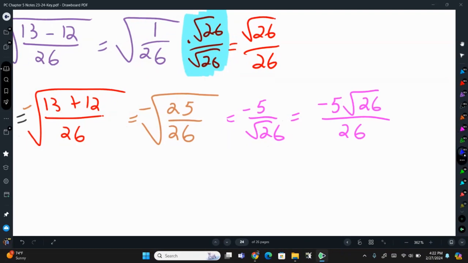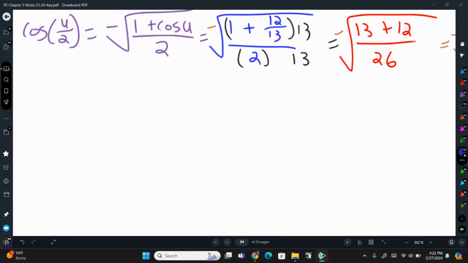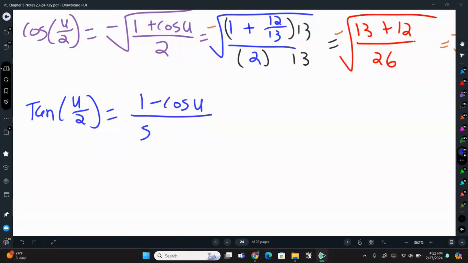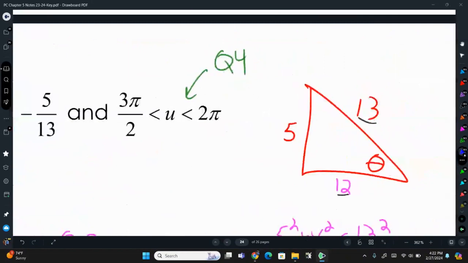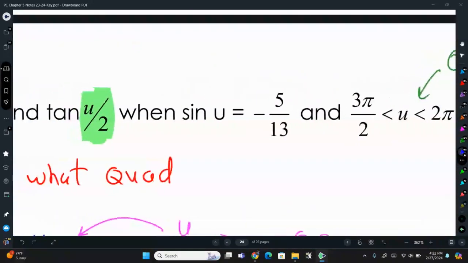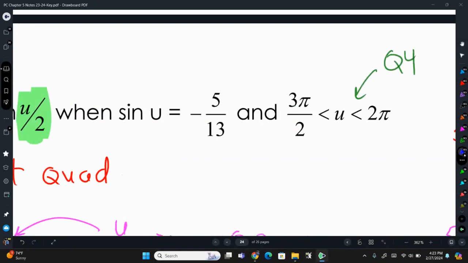Finally, tangent. Tangent of u over 2 is equal to 1 minus the cosine of u over the sine of u. Well, we already know that the cosine of u is 12 over 13. We've been using that. The sine is the opposite over hypotenuse, and actually we're given it right here. Sine is negative 5 over 13.